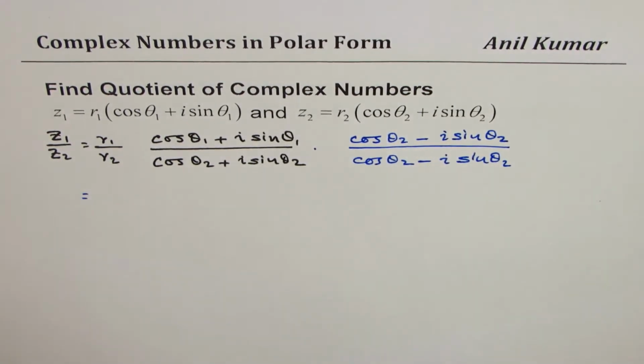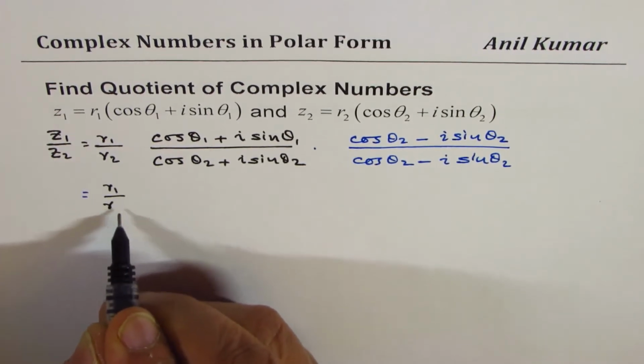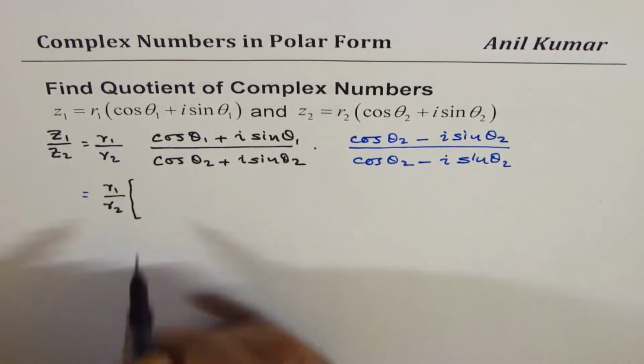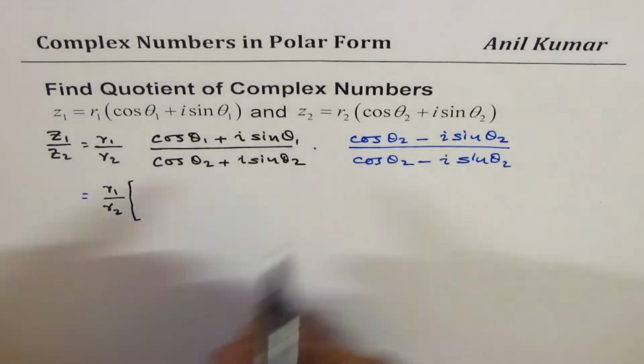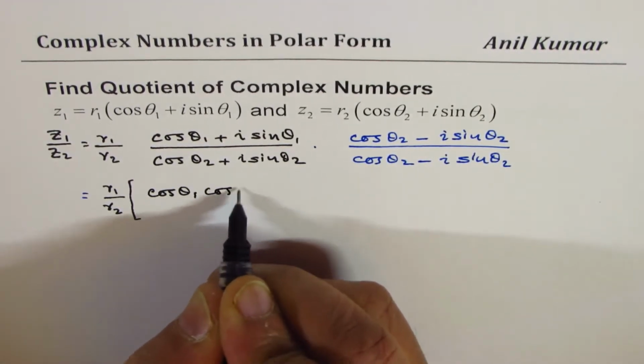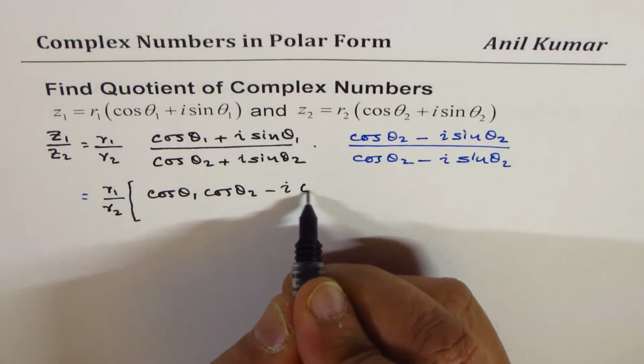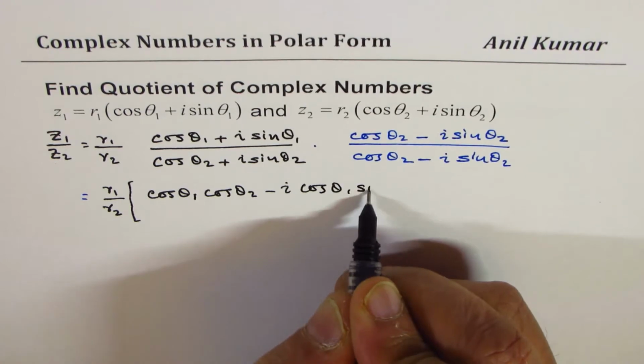So now what we get here is that we have r1 over r2, the ratio of these two, cos theta 1 times cos theta 2 minus i cos theta 1 sine theta 2.